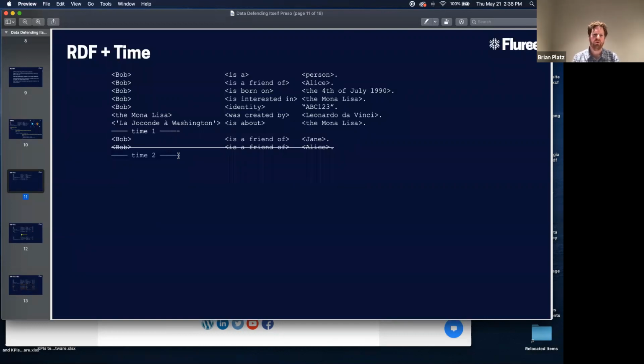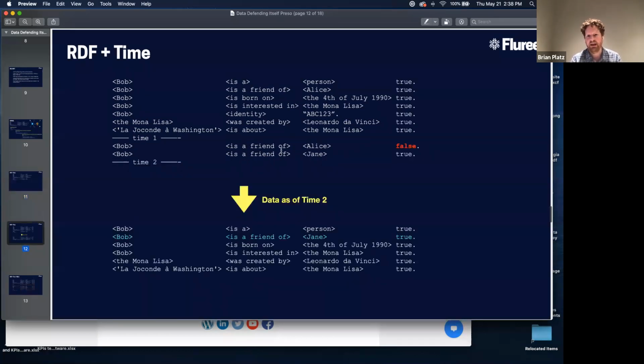So RDF doesn't really, at its core, understand time. So here we struck out that Bob's a friend of Alice because he's no longer a friend of Alice, but we don't have a real good way of representing that in RDF. And this is where we get to a couple simple extensions to RDF to do the magic that Fluree does with data and data provenance.